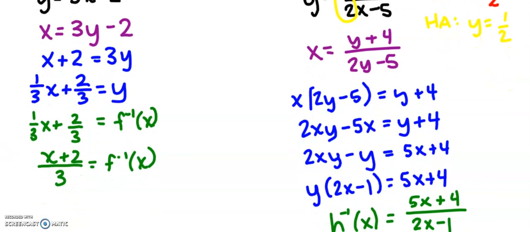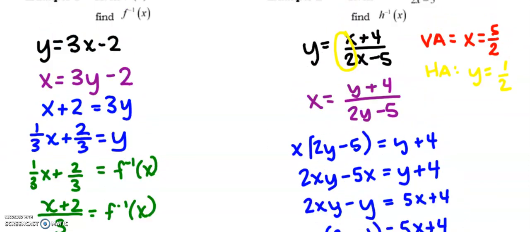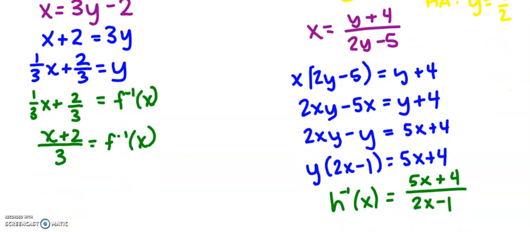When I go through to check my final answer, watch what happens. I now have a vertical asymptote at x equals 1 half and a horizontal asymptote at y equals 5 halves. Because my x's and y's have switched, my asymptotes have switched, just like the logarithmic and the exponential function.